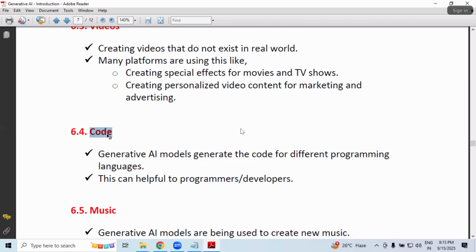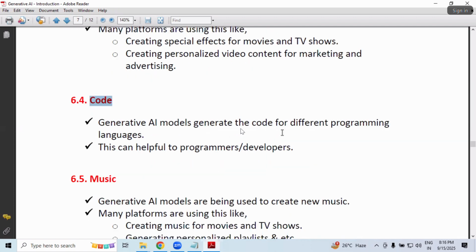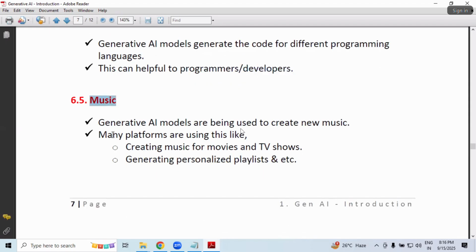GenAI models generate code for different programming languages. Java, C, C++, anything actually. This can be helpful to programmers and developers. Seriously amazing.